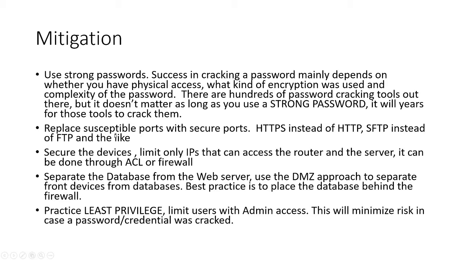Replace susceptible ports with secure ports. For example, HTTPS instead of HTTP, or SFTP instead of FTP, and the others. Secure the devices. Limit only IPs that can access the router and the server. It can be done through ACL or firewall. Separate the databases from the web server using the DMZ approach to separate front devices from databases. And the best practice is to place the databases behind the firewall.